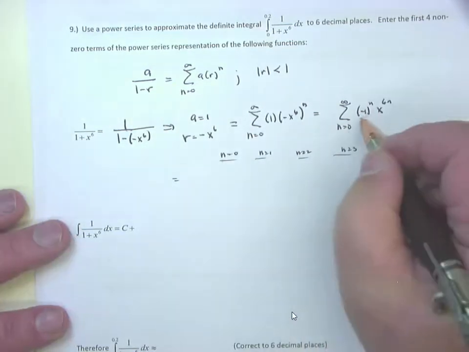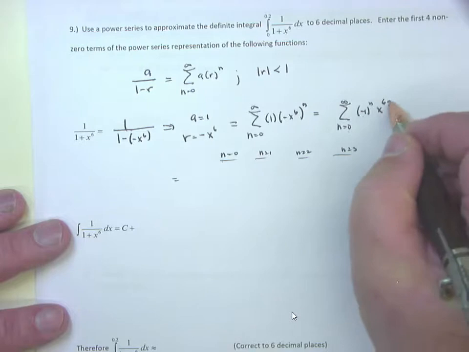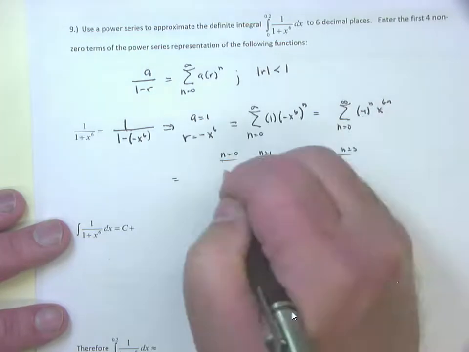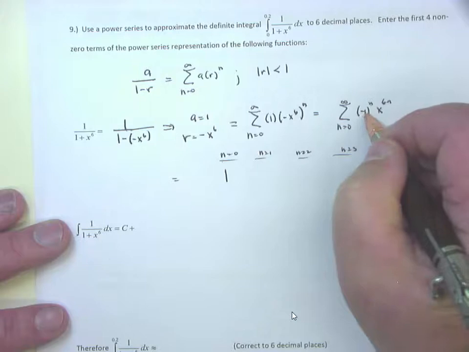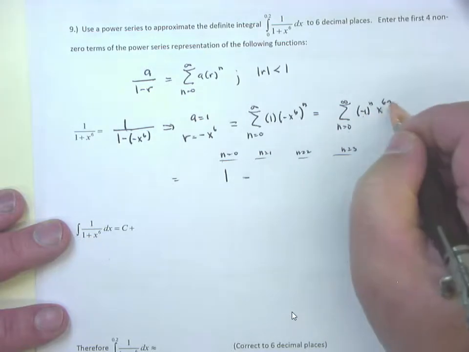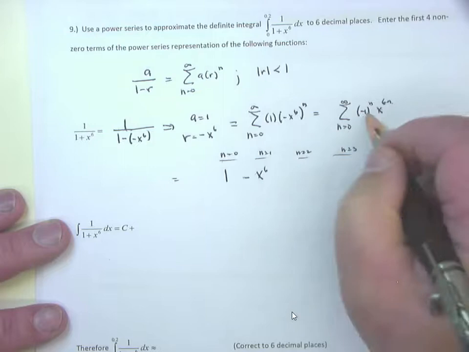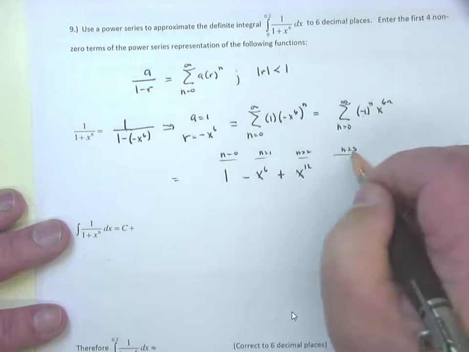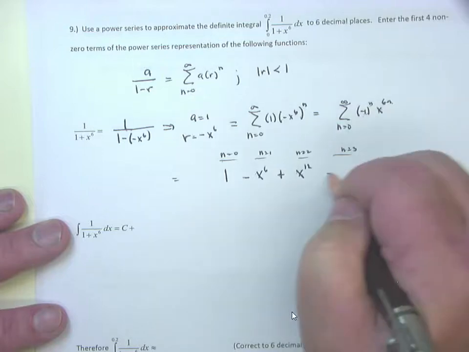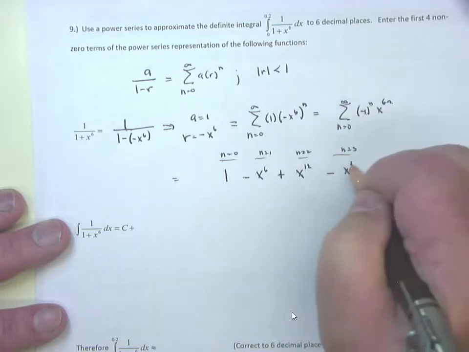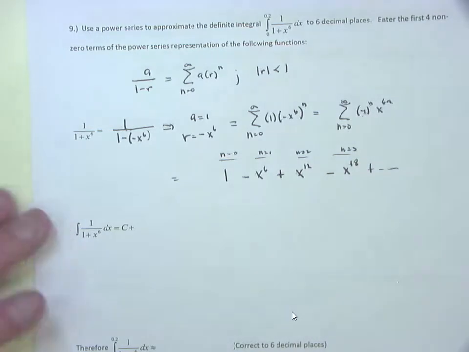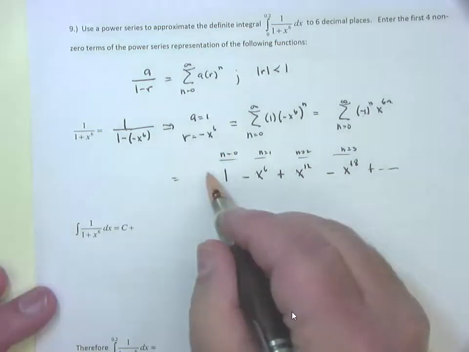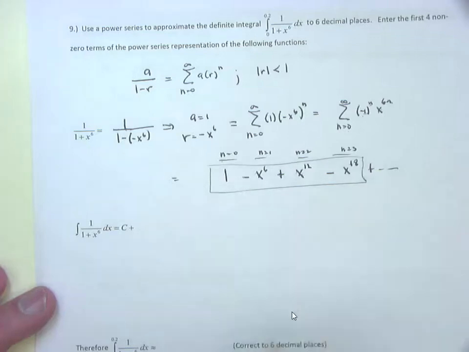So negative 1 to the 0 is 1. 6 times 0 is 0. x to the 0 is 1. 1 times 1 is 1. Negative 1 to the first is negative. 6 times 1 is 6. That would be x to the 6. Negative 1 squared is plus. 2 times 6 is 12. x to the 12th. Plug in cube. Negative 1 cubed is negative. x to the 6 times 3 is 18, plus dot, dot, dot. So the first four non-zero terms is this guy here. Does that make sense?